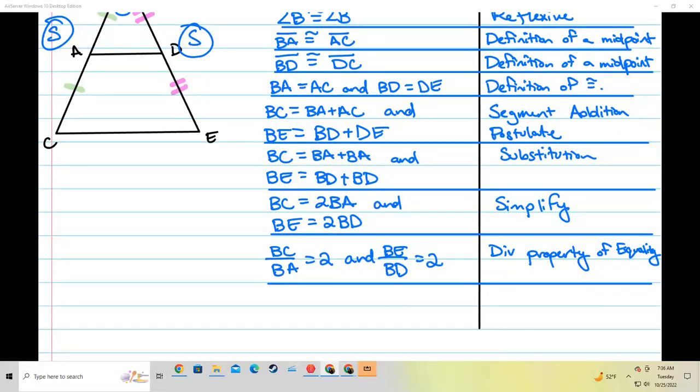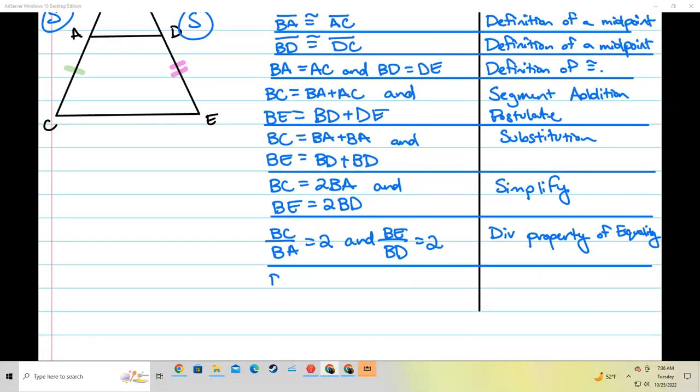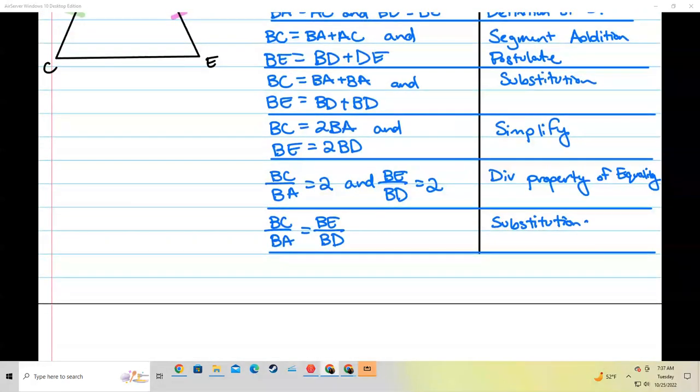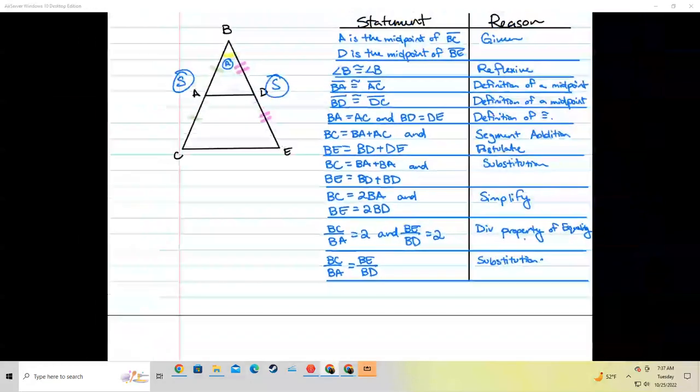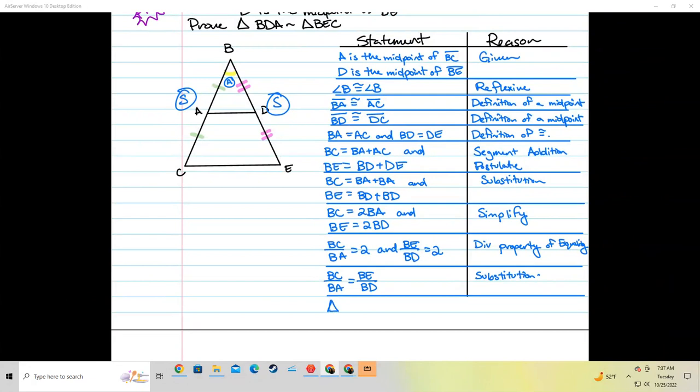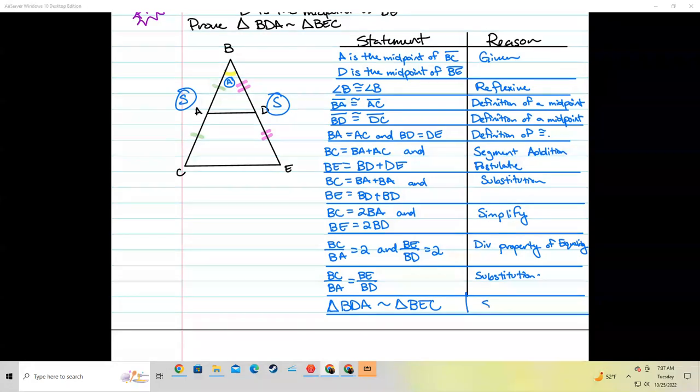And in order to finish these out, now I can finally say that these two sides must be proportional to each other. BC over BA must be equal to BE over BD, just like we finished it out last time. We do need that extra step. How do I know this? I know this through substitution. That gives me the ability to say those two sides are proportional, which means I can finally say I got my SAS, and I can go ahead and finish this out by saying triangle BDA is similar to triangle BEC. How did I know that? Well, I knew this by side angle side.